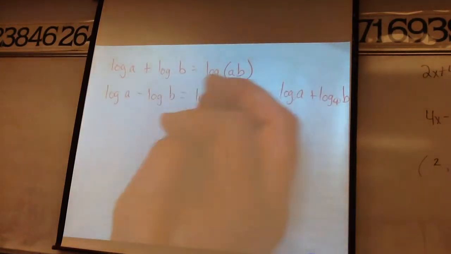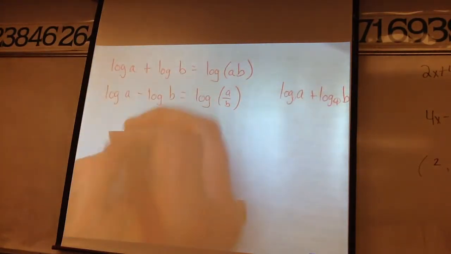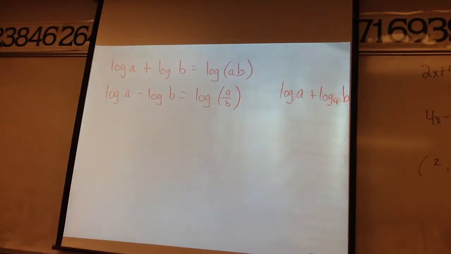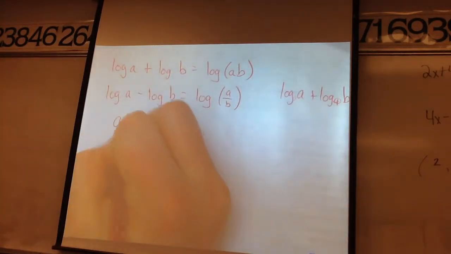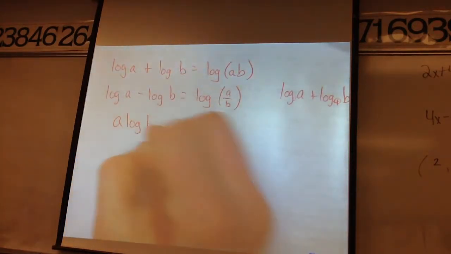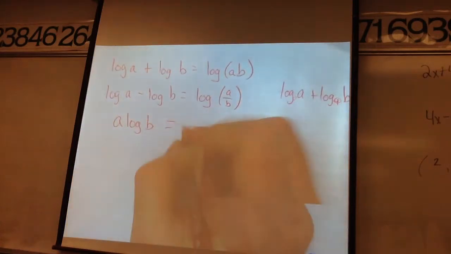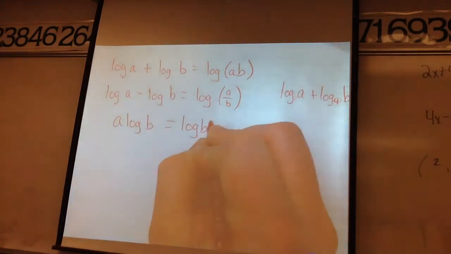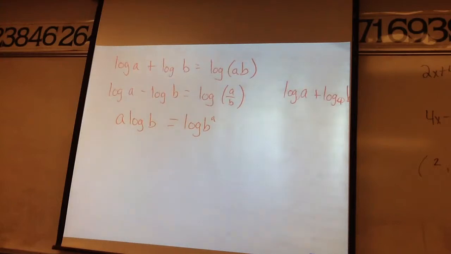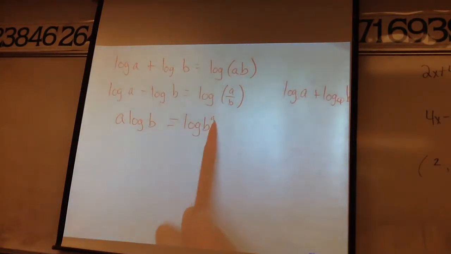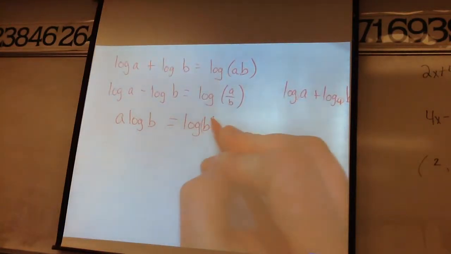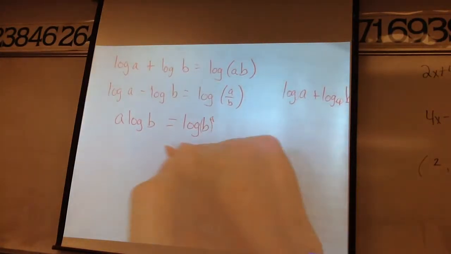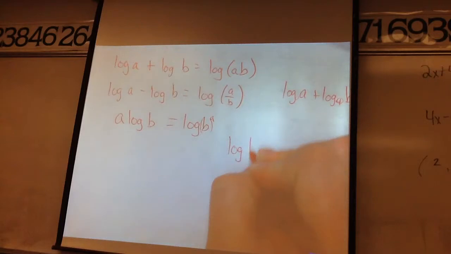So addition is multiply, subtract is divide. If you have a number in front of a log, you can make it a power, and you can go either way. If you've got a power on that number, you can bring it down in front. Or if it was log of B to the A, you can bring it down in front.